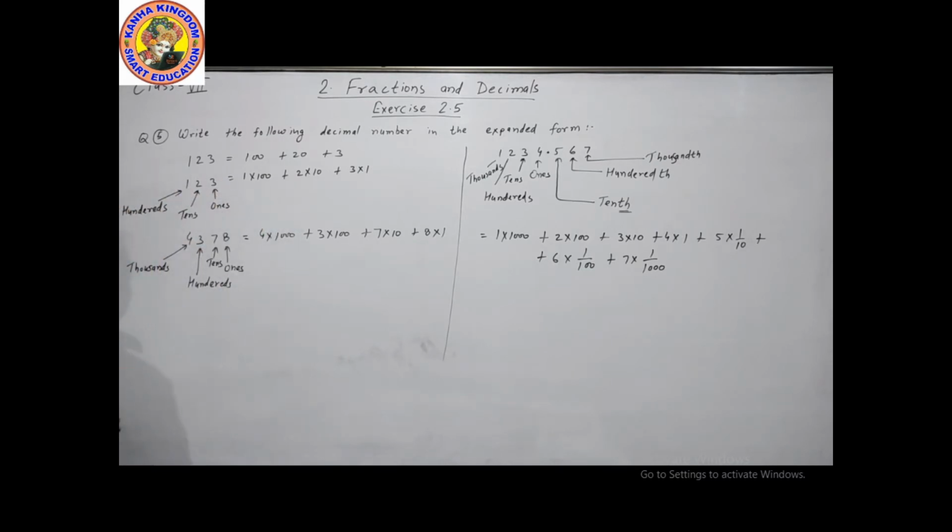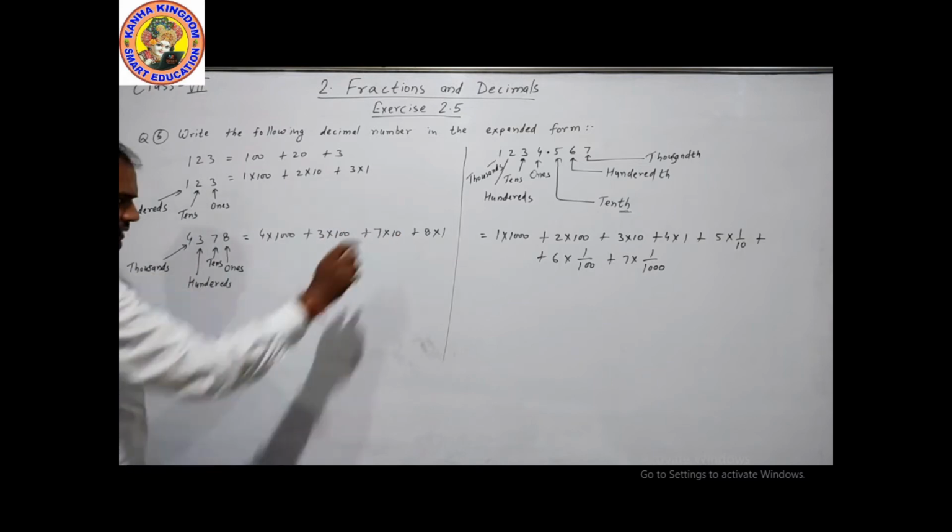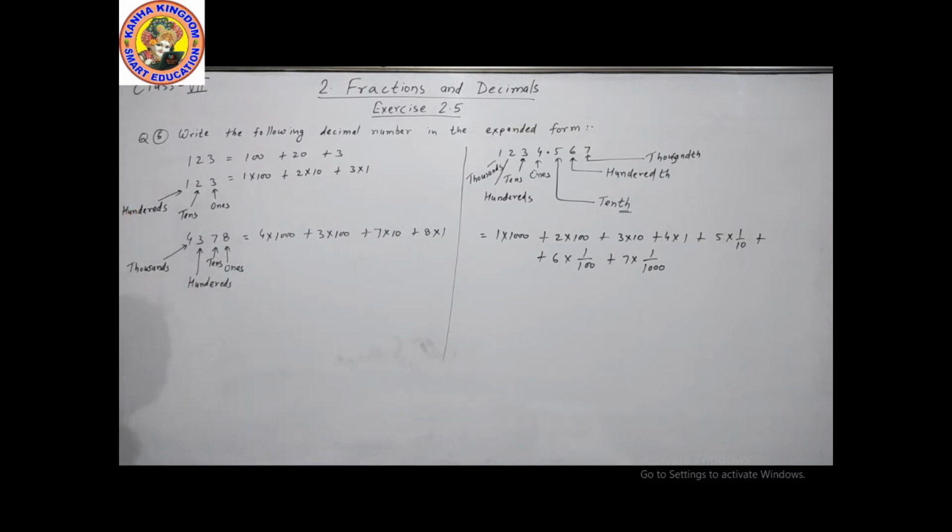Now we take another example: 4378. 8 is in the ones, 7 is tens, 3 is hundreds, 4 is in the thousands position. So 4 into 1000, 3 into 100, 7 into 10, 8 into 1. This is our expanded form in integers.